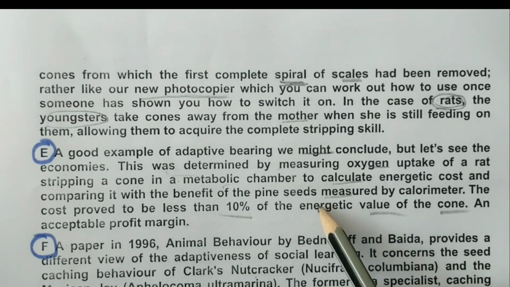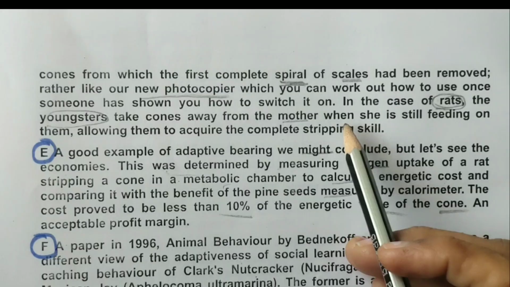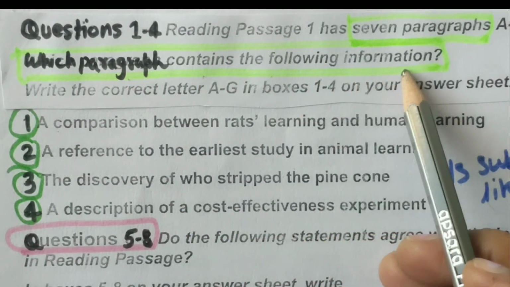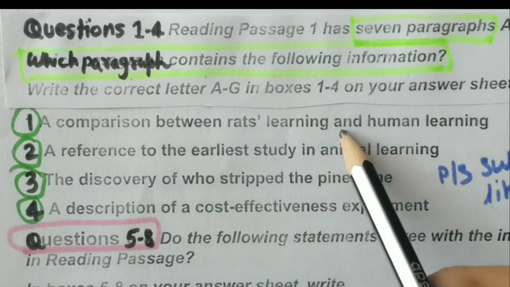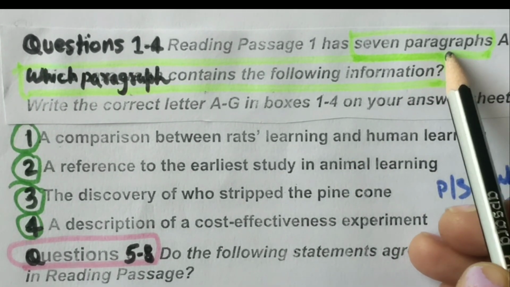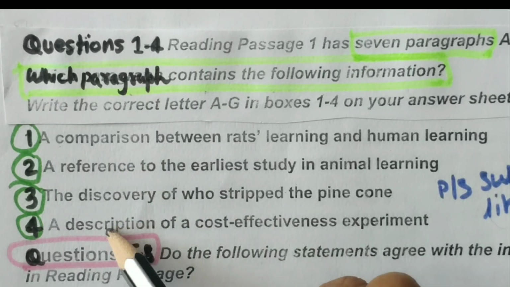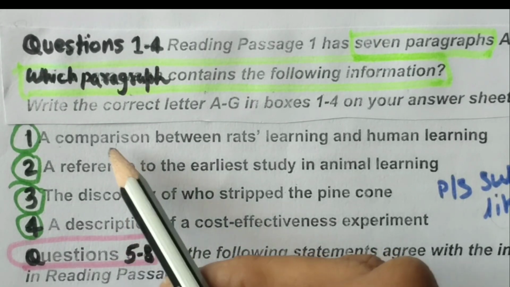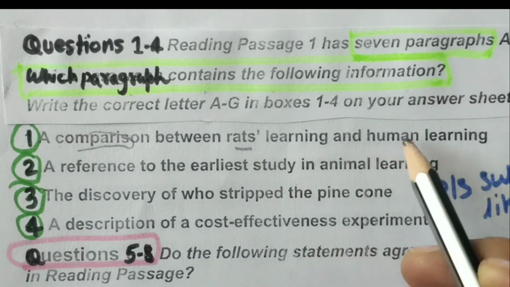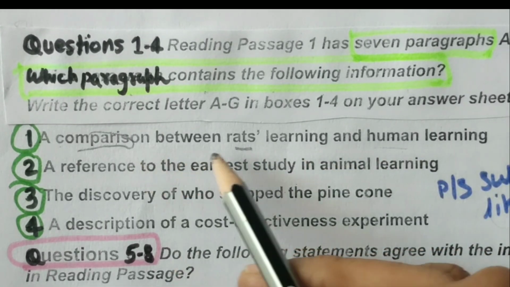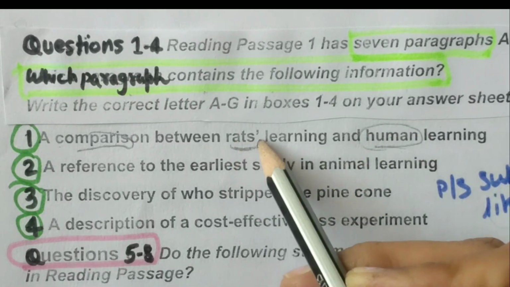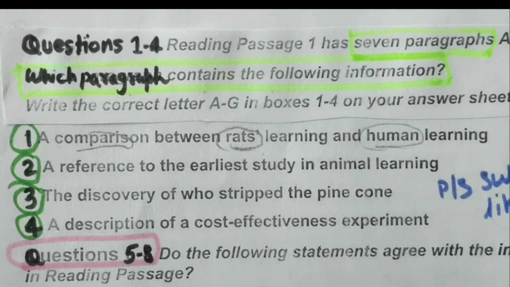Okay, so let's read all the options. The instructions we have already read: which paragraph contains the following information? These 4 questions are pieces of information, and the paragraphs are A to G. I will read all the options first, from 1 to 4. A comparison is made between rats learning and human learning. So my important keywords here are rats and human comparison.